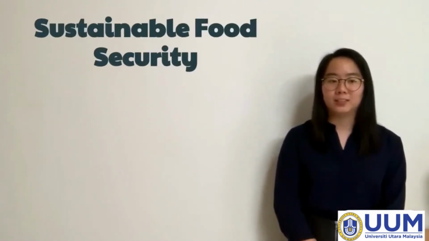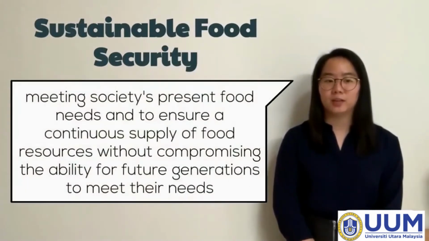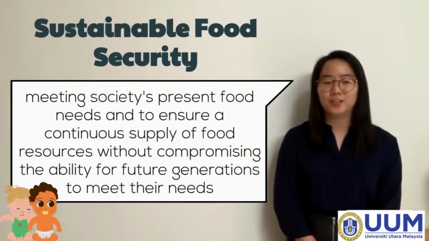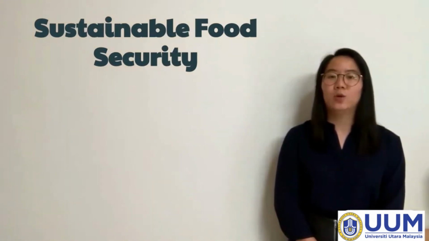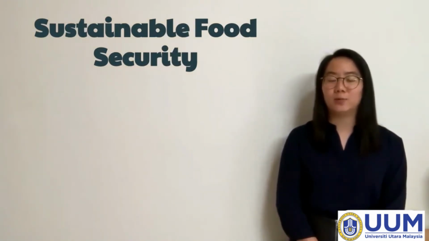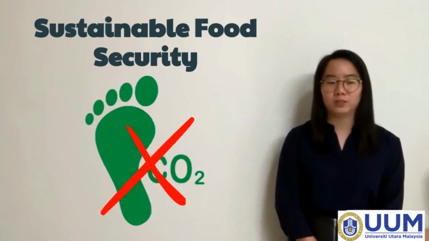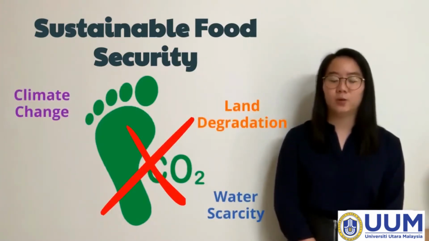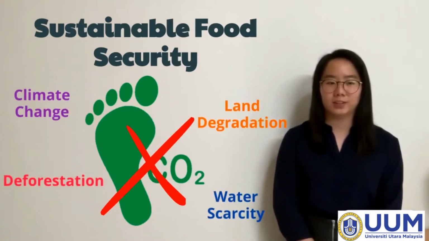Sustainable food security means meeting society's present food needs and ensuring a continuous supply of resources without compromising the ability of future generations to meet their needs. We should also sustain food security without leaving enormous environmental footprints. These footprints cause a big effect in climate change, land degradation, water scarcity, deforestation, and others.